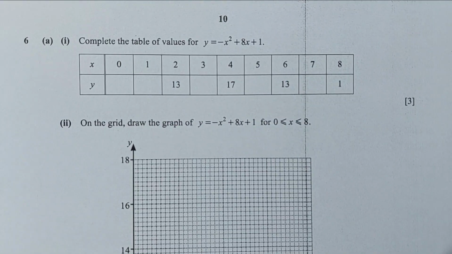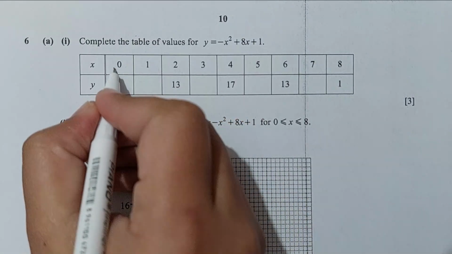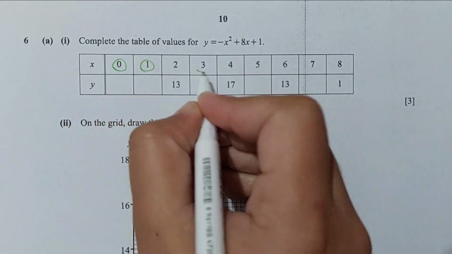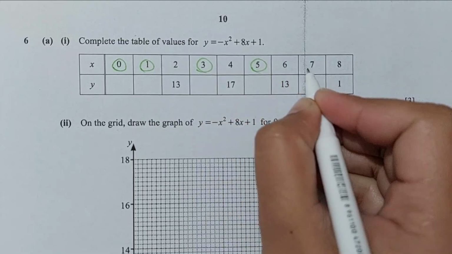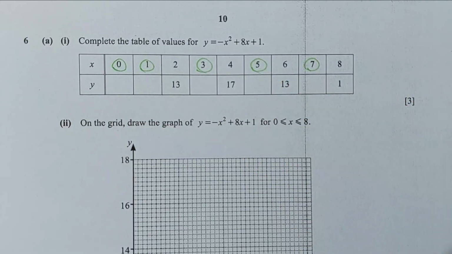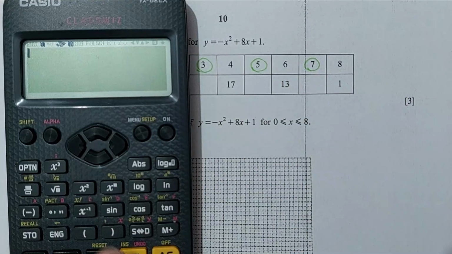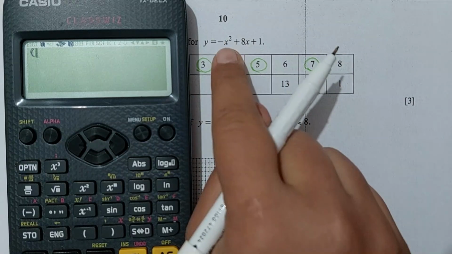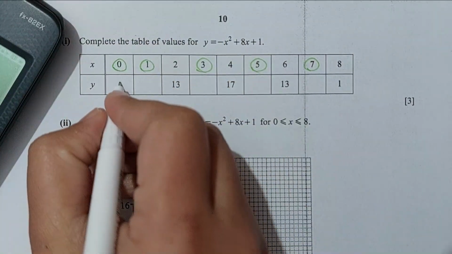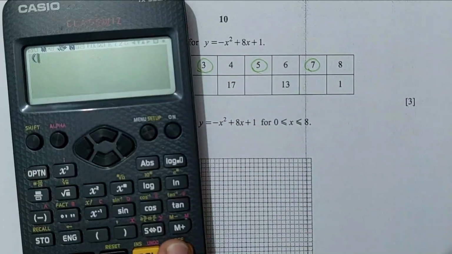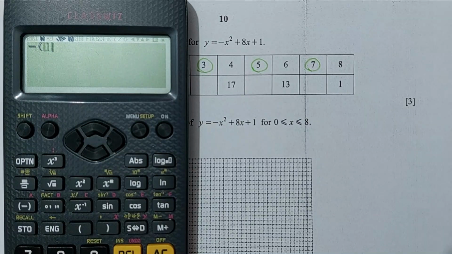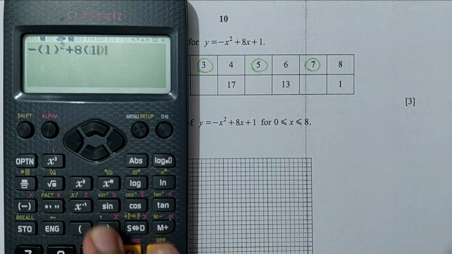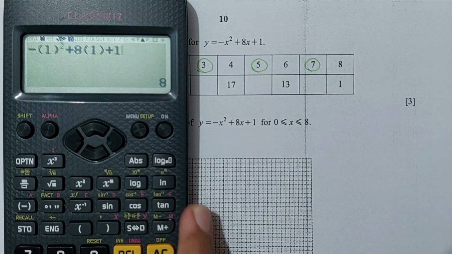Question number 6, part A. Number 1, complete the table of values for this function when x is 0, 1, 3, 5 and 7. The values are missing. All right. For 0, it's just 1. For 1, minus x is 1 squared plus 8 times x plus 1, which gives 8.